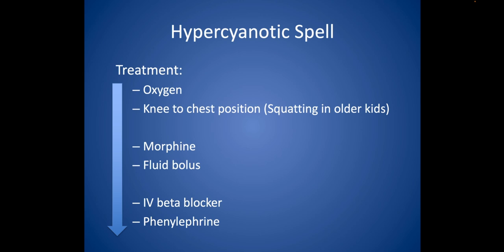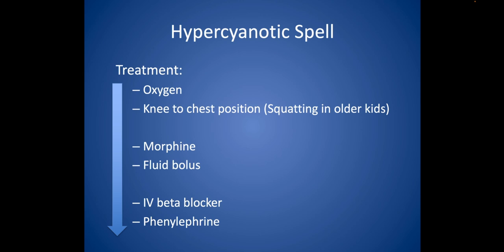Morphine, the mechanism of action is a little unclear. The way I interpret it is that when you are cyanotic, you're also agitated and crying, and you're making things worse. Morphine can cause some vasoplegia and relax the lung bed as well. A fluid bolus in this case would also be helpful in terms of improving that right ventricular filling.